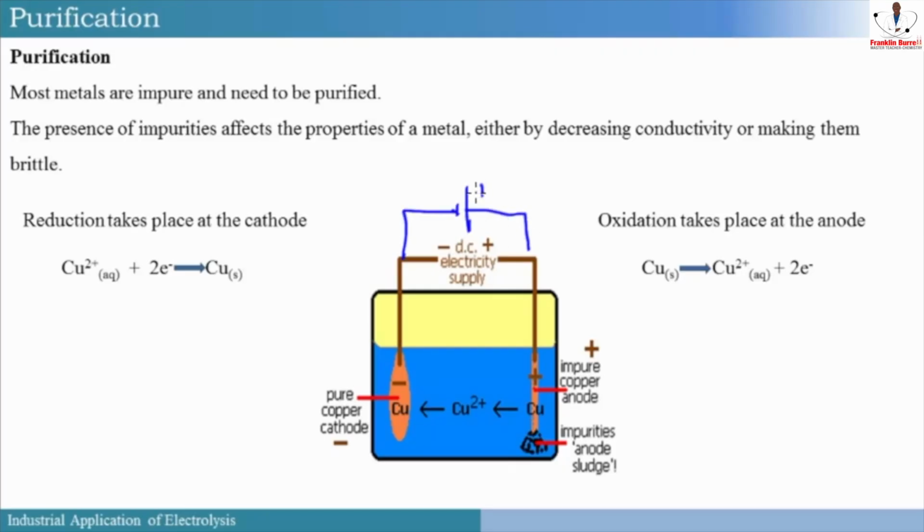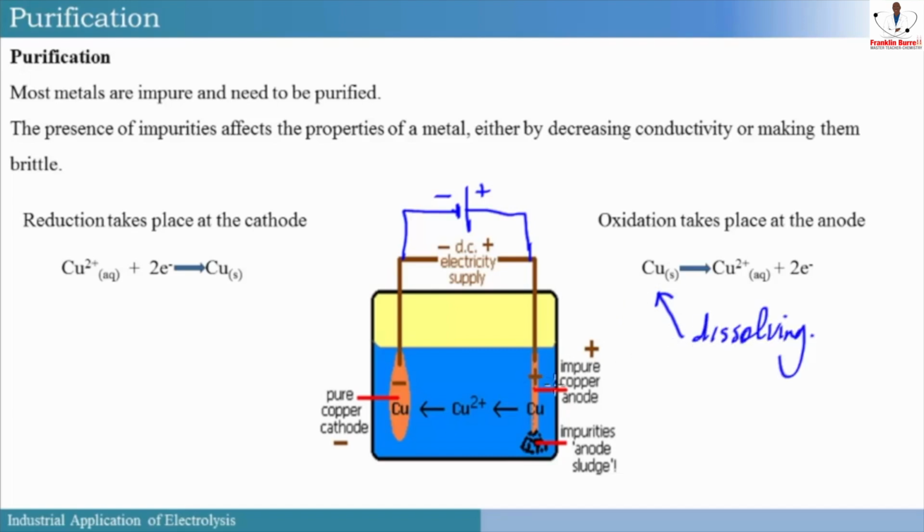Now, the positive electrode is the anode and the negative electrode is the cathode. The impure copper being placed at the anode will make this type of electrolysis an active one, because our electrolyte is going to be a salt of the metal at the anode. So copper(II) sulfate is our electrolyte, while copper is placed at the anode. Hence, being an active electrode, we're going to have dissolving of our metal taking place.